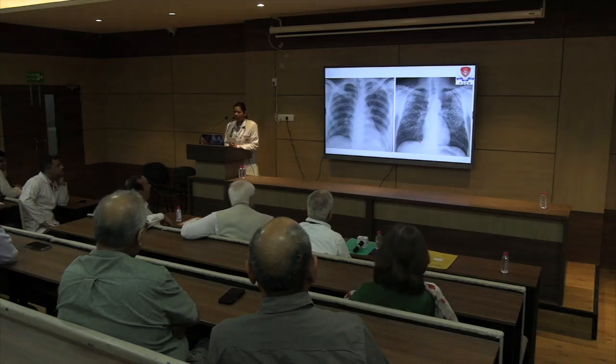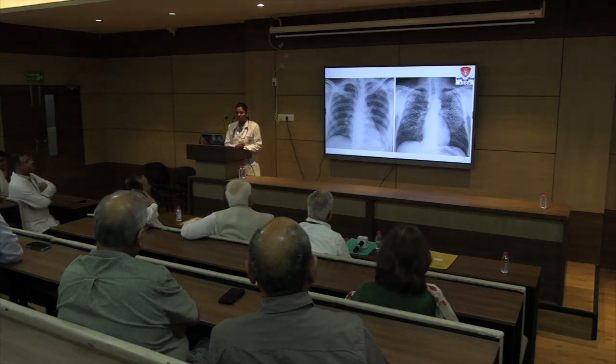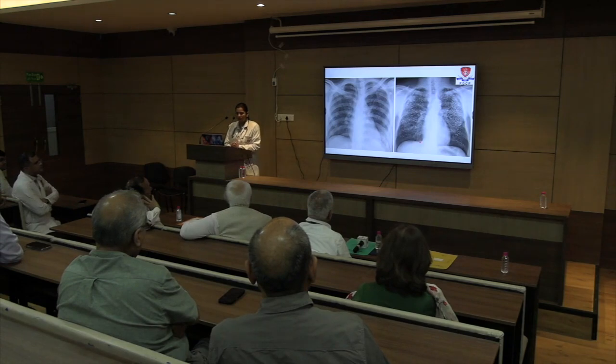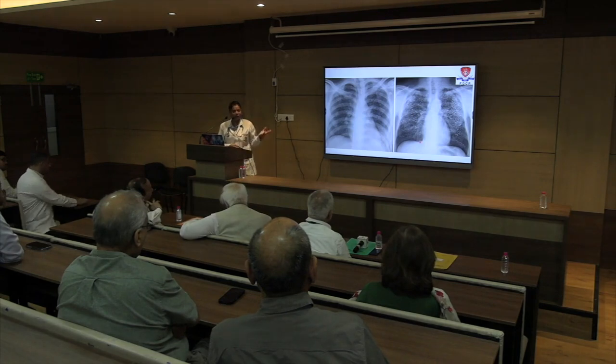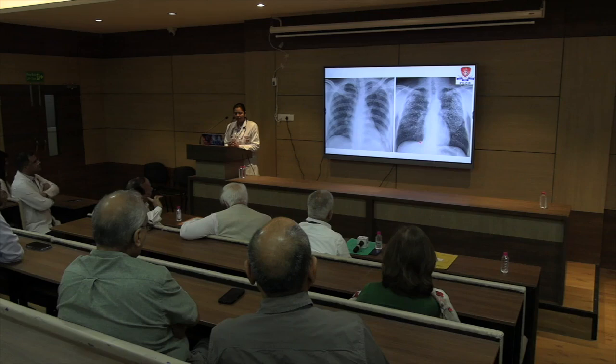Now we are going to compare the chest X-ray of miliary tuberculosis with silicotuberculosis. In miliary tuberculosis, the size of the nodules is 2 to 4 mm, whereas in silicotuberculosis the nodules are larger. If we talk about density, the nodules in miliary tuberculosis are soft tissue density, whereas in silicotuberculosis they are brighter and denser.